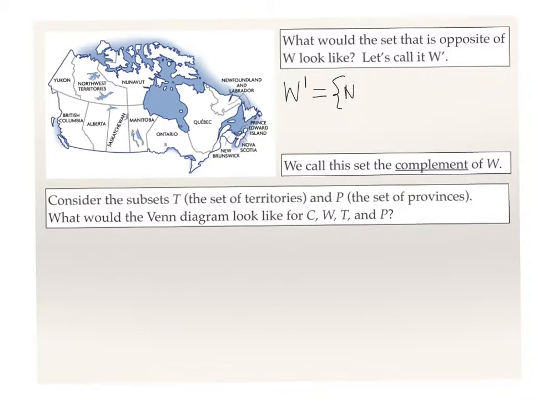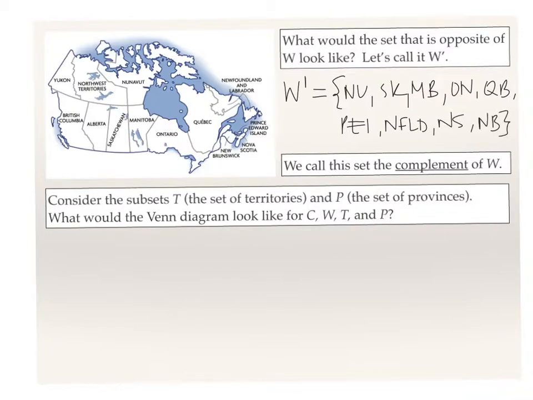So W prime, which we're going to call the opposite, is everything else. So it's Nunavut, Saskatchewan, Manitoba, Ontario, Quebec, PEI, Newfoundland, Nova Scotia, and New Brunswick. It's like everything else. And that is actually called the complement. That's a pretty important word right there. Complement means opposite a lot of the time, but sometimes opposite can be kind of tricky to think about. It's everything else.